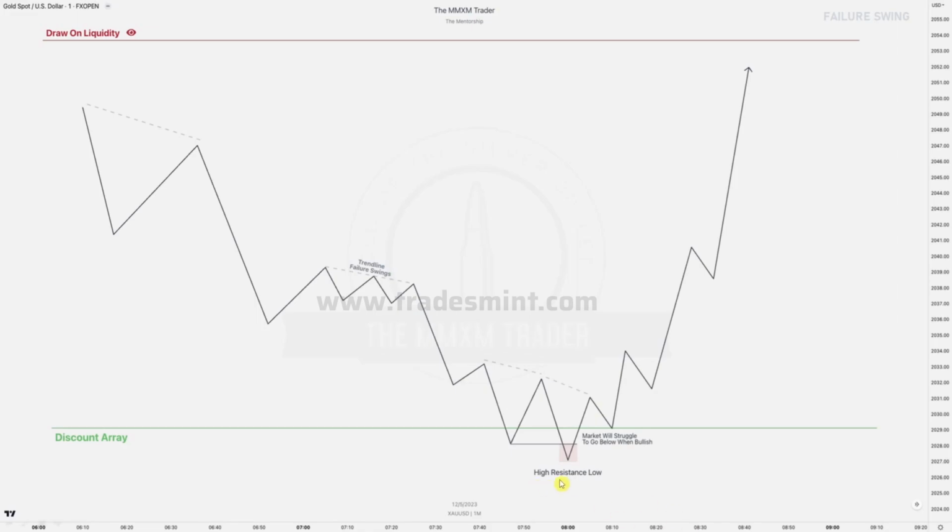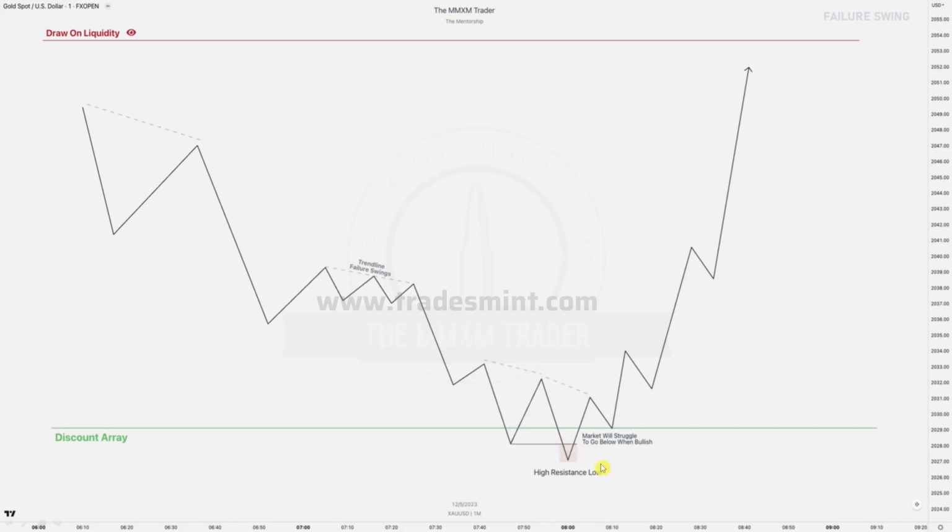So over here we got that high resistance low, right? Because we run that previous low and then reject immediately. So this is a good confirmation that we are heading into bullish order flow. I always say high resistance liquidity runs happen on the opposing side of our order flow. So once we are bullish, every low that gets ran and rejected is probably a high resistance liquidity run. And the market will struggle to go below those lows when we are bullish.